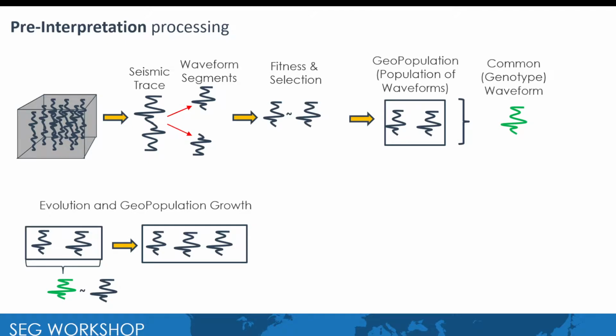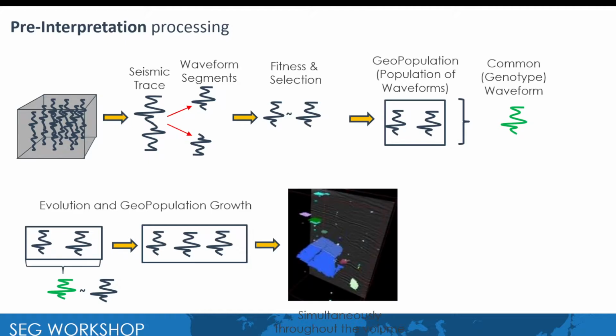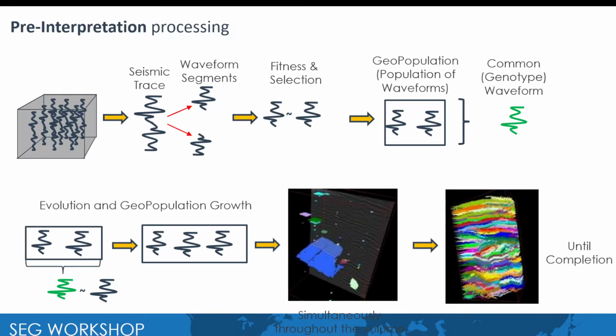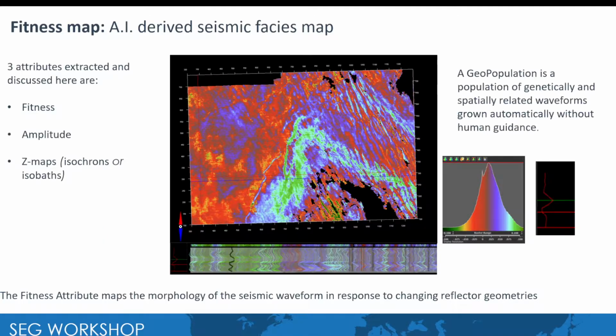So the evolution of these populations continues and continues until a minimum fitness threshold is reached for all geopopulations and all horizons, or every peak and trough, is extracted from the volume. So for each population extracted, it's possible to display three attributes, including amplitude, the Z-maps, and fitness. And so you see here a fitness map, so it's a horizon, top view. And the fitness is an attribute unique to Seisnetics. It maps the morphology of the seismic waveform in response to changing reflector geometries.